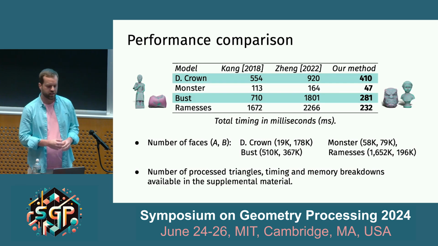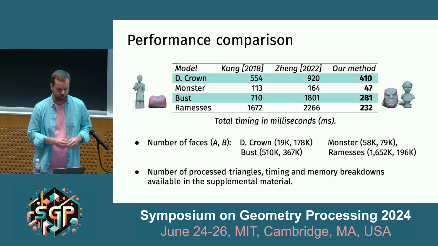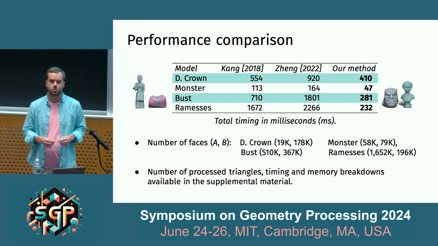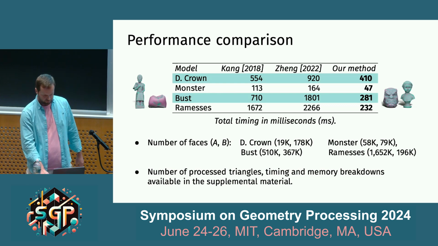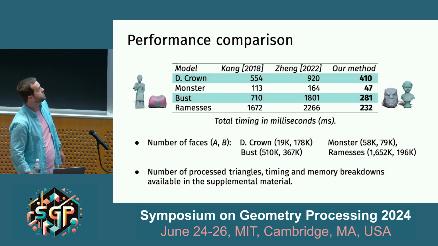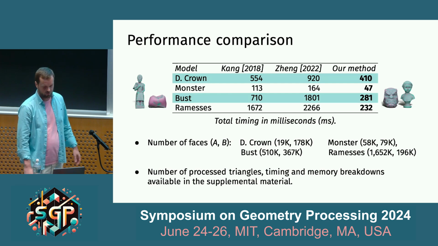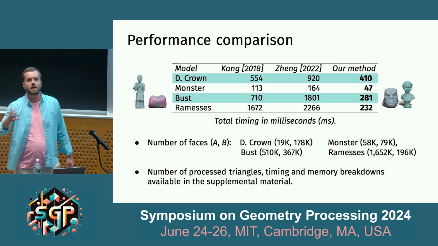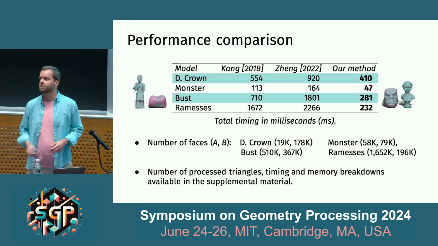This table shows the average time of 100 runs of each method for the 4 pairs. This comparison also includes the most recent method by Zhang and colleagues. And we can see that our method is the fastest for all pairs, especially the Ramesses pair that has millions of triangles. We provide a lot of additional details about this benchmark in our supplemental material.